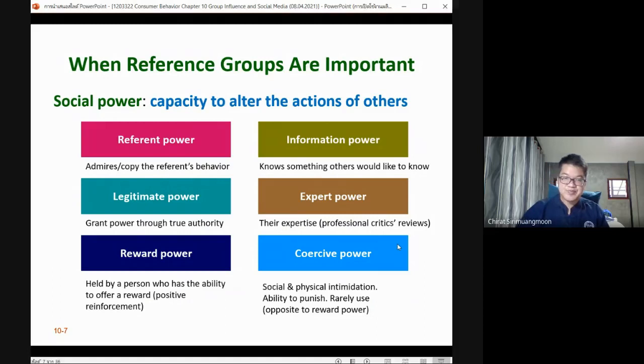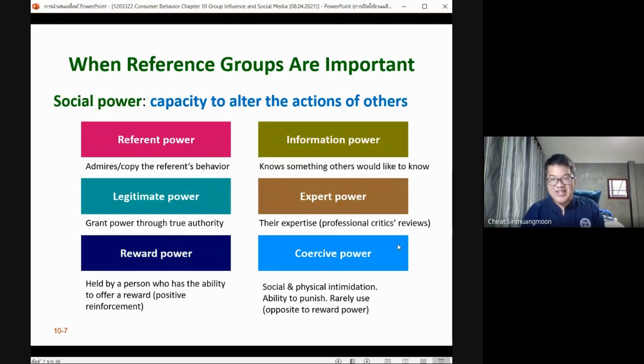For example, if I want to go to 7-Eleven and buy something new, I may ask my friend, well, what is the new thing in 7-Eleven? But if I want to know more about COVID-19 vaccination, I'm going to search more and focus on the reviews or the comments from the doctor. So this is expert power.